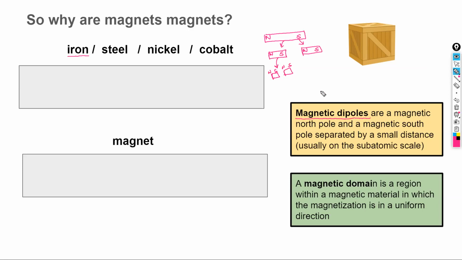Dipoles, this is how you draw it on a diagram. You draw an arrow. That's a symbol for a dipole whenever we're speaking about magnets. The arrowhead is north, the tail is what? South. So magnetic dipoles are a magnetic north and magnetic south that are separated by a small distance. This distance between the north and the south is so small, it's considered to be on a subatomic scale, meaning that the distance from here to here is probably just one atom.